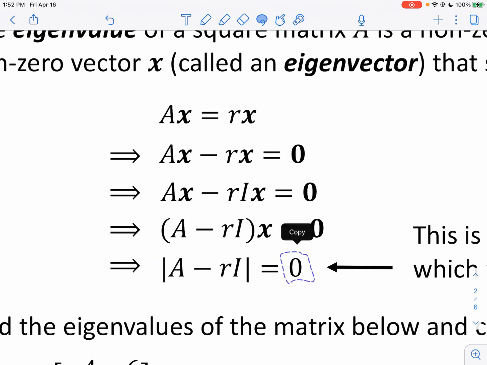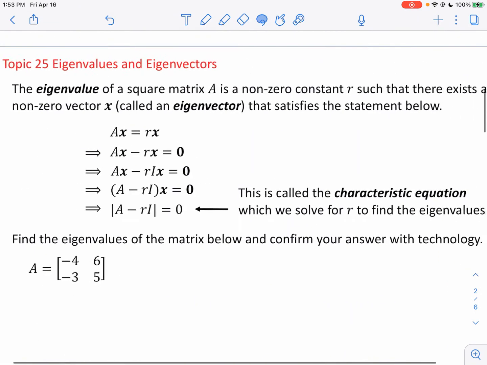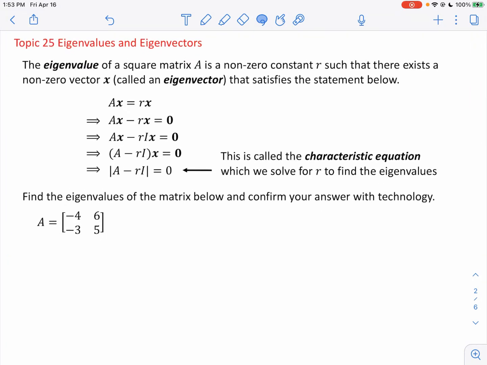And the 0 is a scalar. So this is not the 0 vector anymore. This is a scalar. This last line here is called the characteristic equation. We solve it for r to find the eigenvalues of a square matrix. Okay, let's demonstrate this. Find the eigenvalues of the matrix below and confirm your answer with technology.